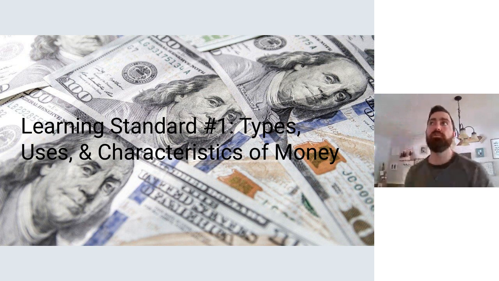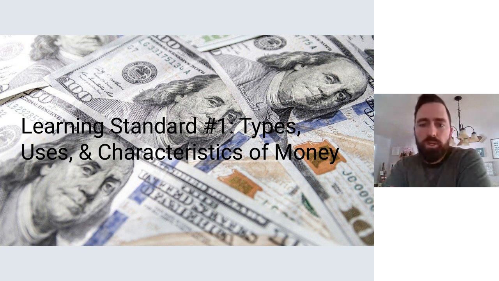Meaning, if you were to look at what money is used for, we're going to talk about that. We'll also talk about if you were to start your own hypothetical economy, you would have to have some type of currency or money that could be used to exchange goods and services. In order to create money, money has to meet certain criteria. So we're going to talk today about what that criteria is, how money is used, and then the different types of money that exist today or have existed in the past. So that's Learning Standard 1. Let's dive into it.